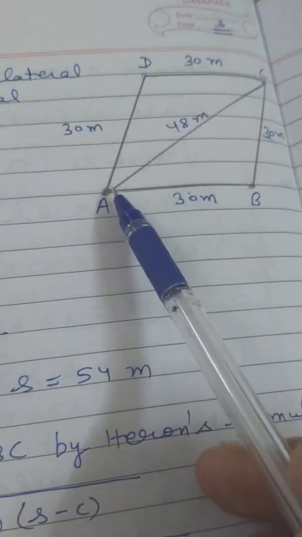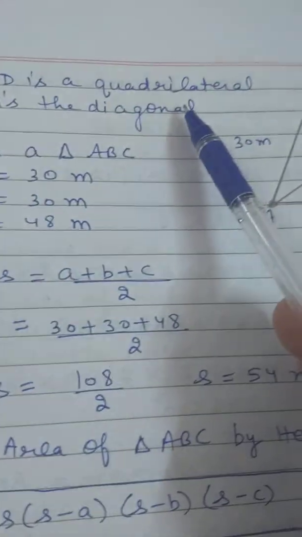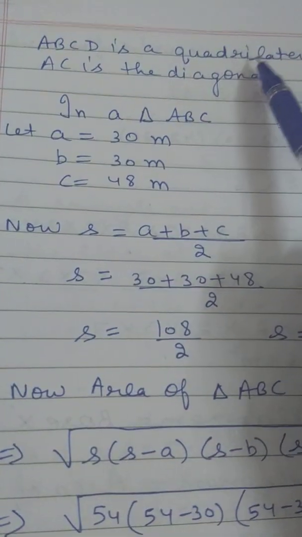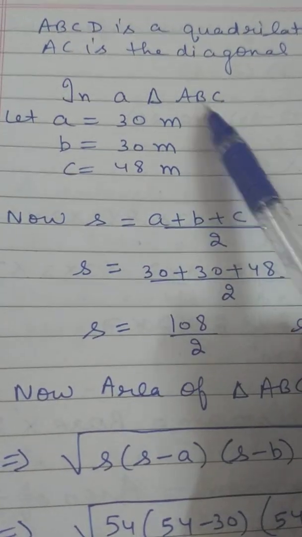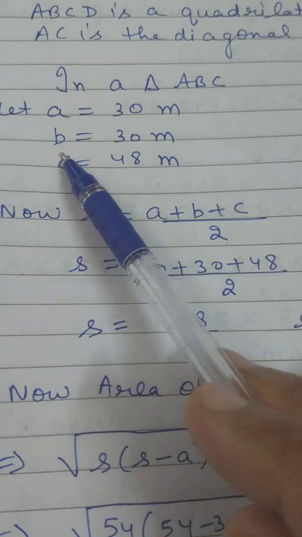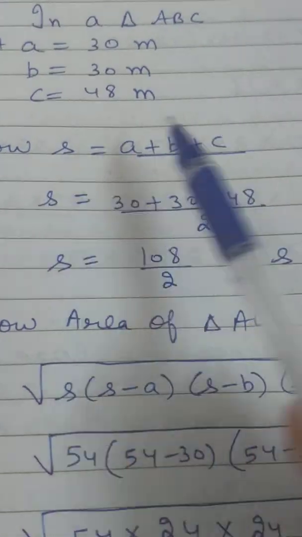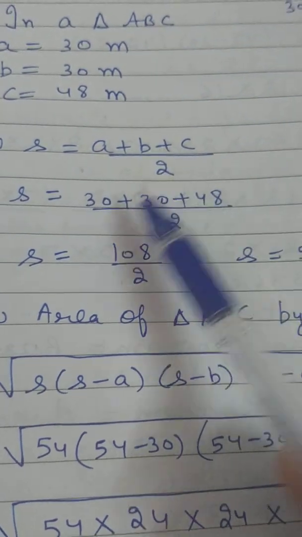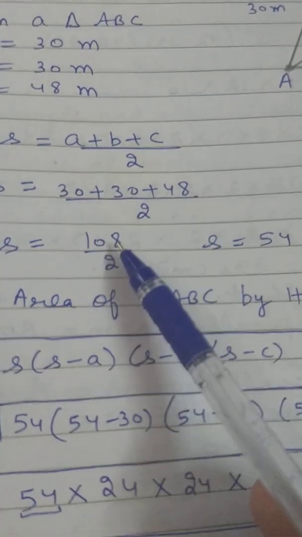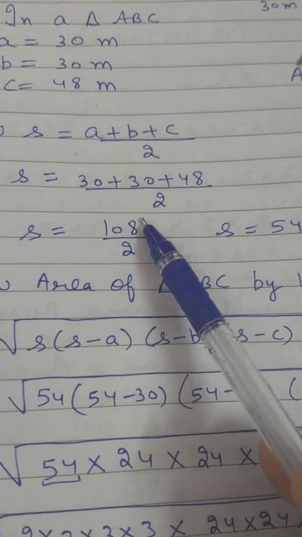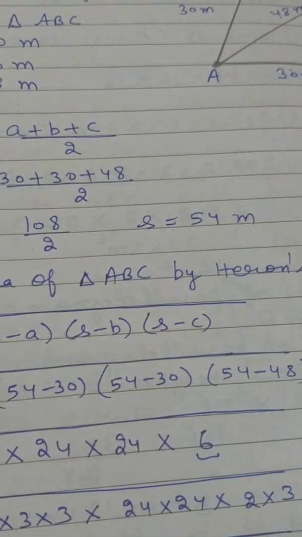Firstly, we shall find the area of ABC. ABCD is a quadrilateral. AC is the diagonal. In triangle ABC, let a equal to 30 meter, b equal to 30 meter, c equal to 48 meter. Now s, the semi-perimeter, equals (a plus b plus c) by 2, (30 plus 30 plus 48) by 2, 108 upon 2. 108 divided by 2, we get 54. So s equal to 54 meter.